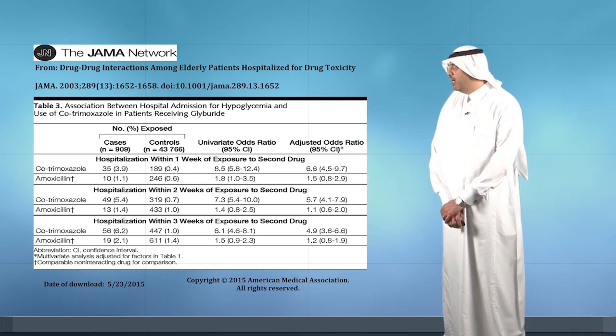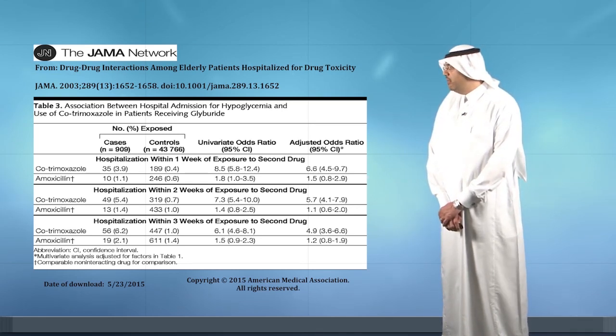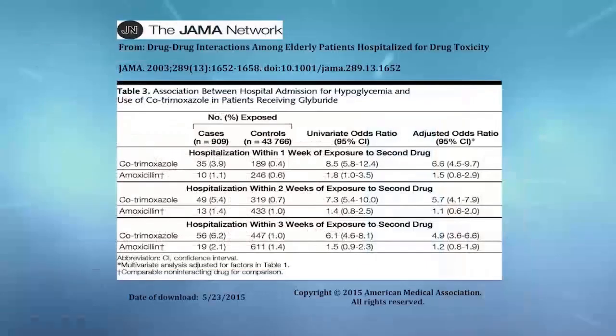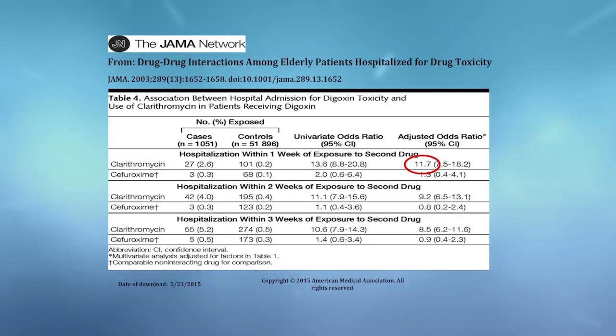And this can be elaborated in this table, where we can see the association between hospital admission for hypoglycemia and the use of cotrimoxazole. And we can see that there is an almost 6-time increase in this rate of admission associated with the introduction of cotrimoxazole. Also, with digoxin treatment, the digoxin toxicity, which necessitated admission to hospital, increased by almost 12 folds in patients who had an addition of clarithromycin in their therapy.